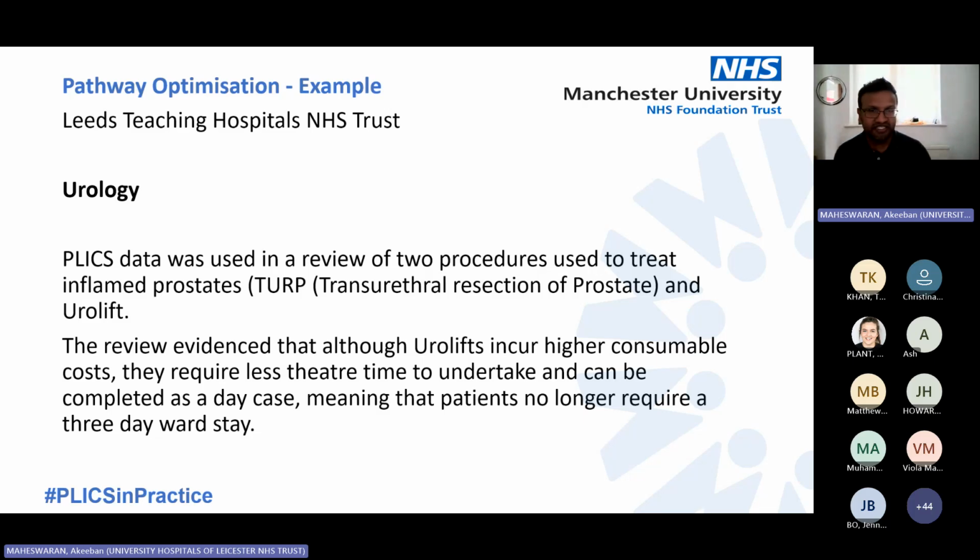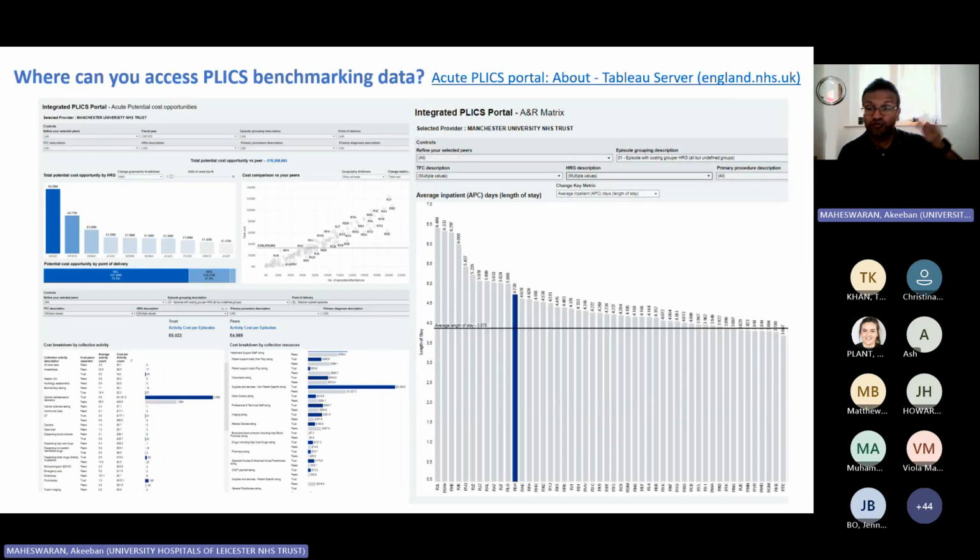So this again is an example from Leeds, they're very good at this kind of stuff. They used Plix data to show that this new surgical technique was going to be better overall. Whilst this Urolift procedure was more expensive to do because it had a high consumable cost, it can be done as day case and had fewer complications. It didn't have the hyponatremia and TURP syndrome and all those other things that came with the standard TURPs. You actually save money overall, and you can change the pathway and implement this, and that's the way of doing it. Every Plix portal will be different.